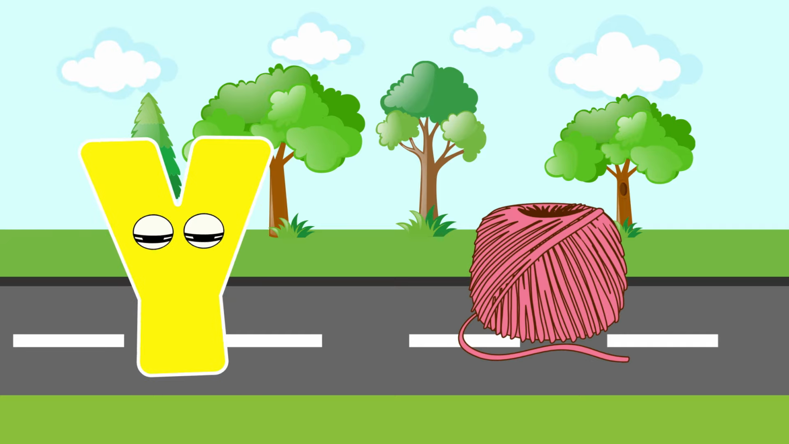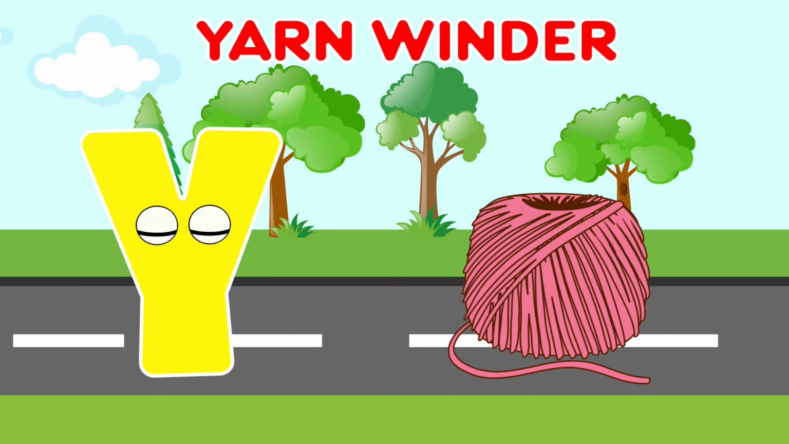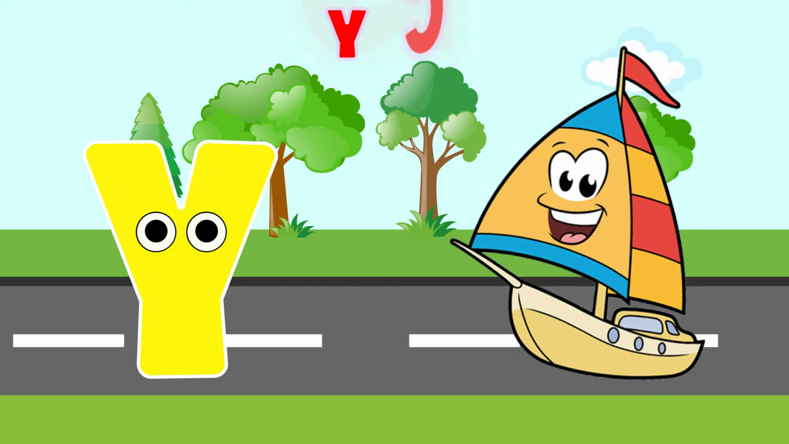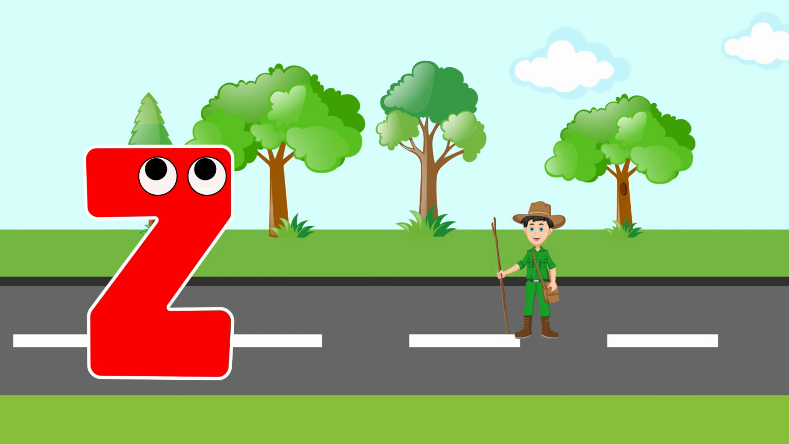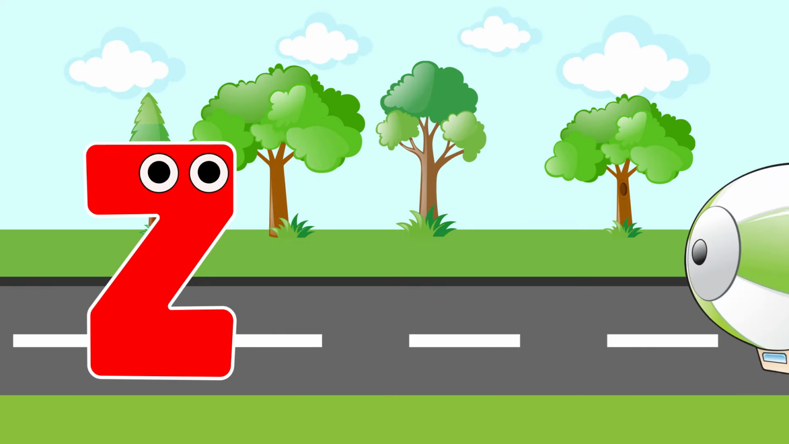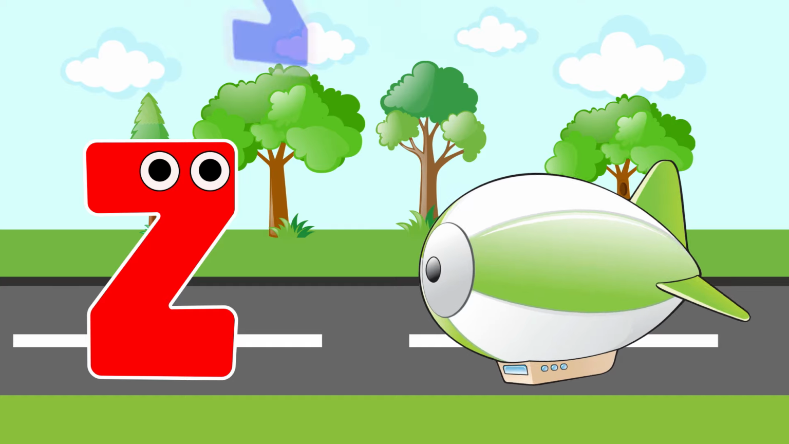Y is for yarn winder. Y, y, yarn winder. Y is for yacht. Y, y, yacht. Z is for zookeeper. Z, z, zookeeper. Z is for zeppelin. Z, z, zeppelin.